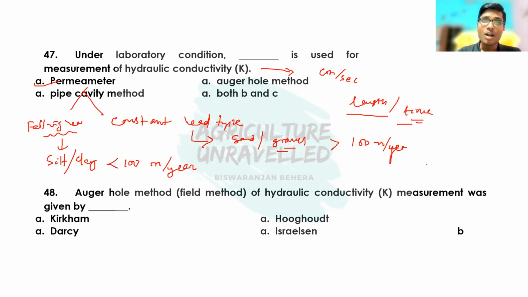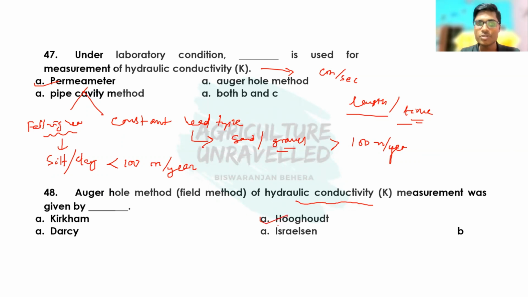But under field conditions, this hydraulic conductivity can be measured, which gives a better estimate, a better value, as compared to the permeameter. So for field measurement of hydraulic conductivity, the auger hole method is used. This auger hole method of hydraulic conductivity measurement was given by Hughes.